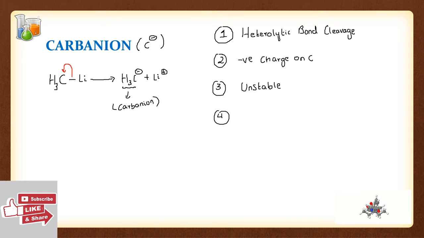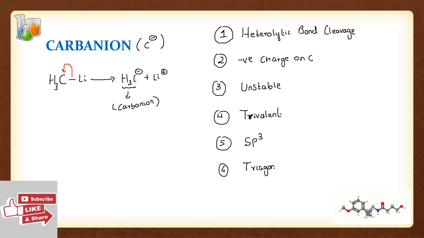The fourth point regarding carbanion is that it's trivalent. Like carbocations, carbanion is also trivalent. The fifth point is the hybridization. Carbanions have sp3 hybridization. And the sixth point is the geometry of carbanions. They have a trigonal pyramidal geometry. So the geometry of carbanion is trigonal pyramidal, and hybridization is sp3. Now let us look at the geometry of carbanion.